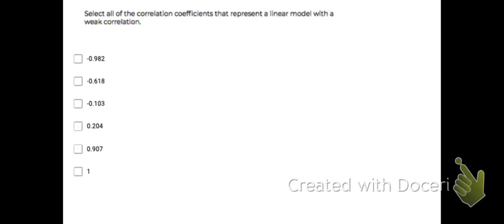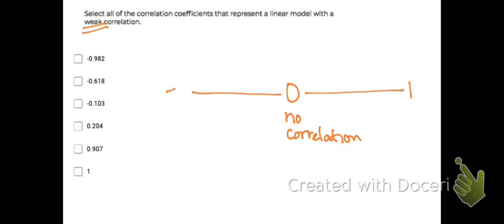This one right here. Here's another correlation coefficient question. They want to know which of these has weak correlation. You want to make sure you don't assume negative means weak. Remember, weak is closer to 0. 0 is no correlation. So the closer it is to 0, the weaker it is. So which ones of these are weak? This one and this one.